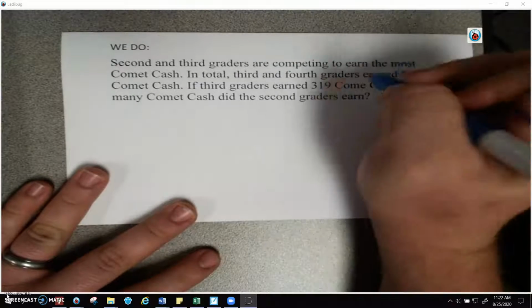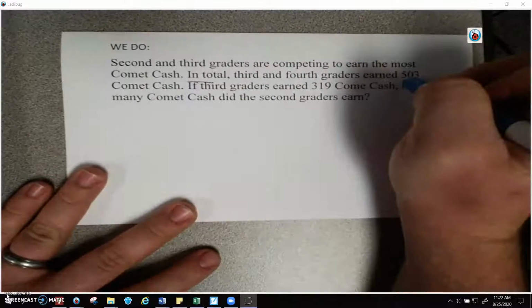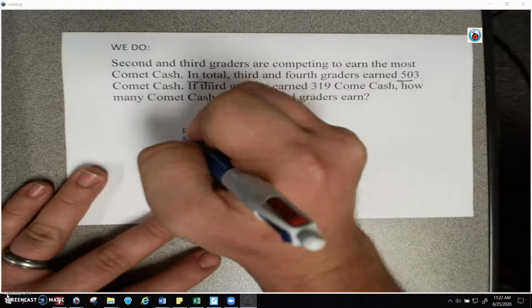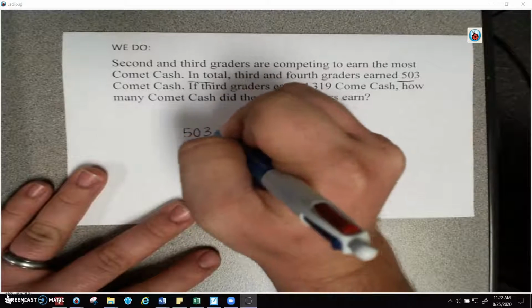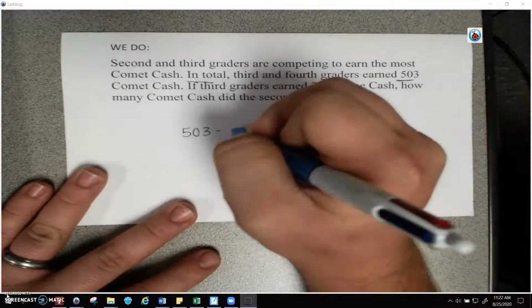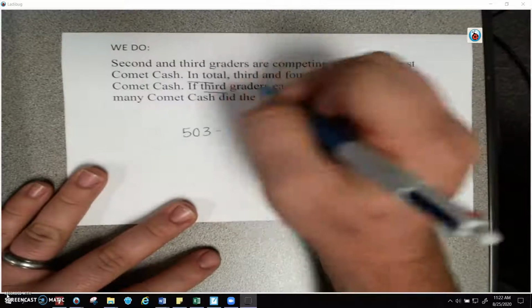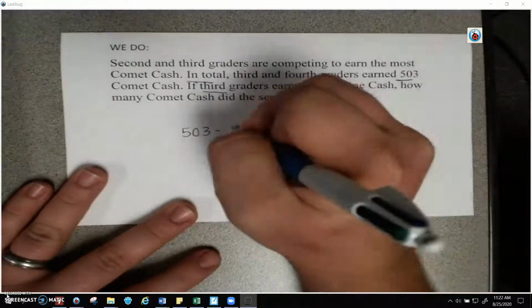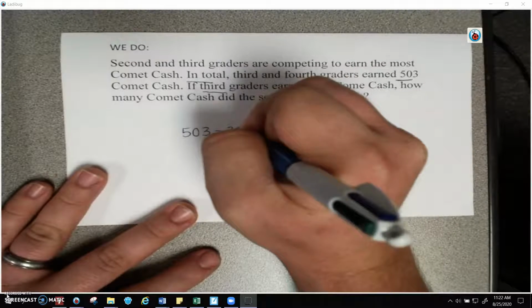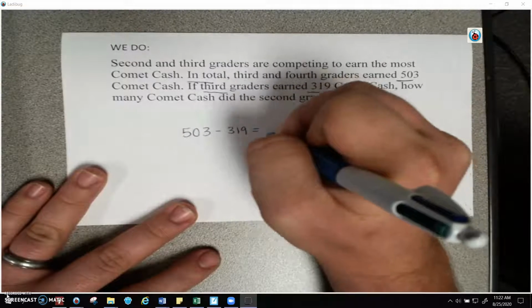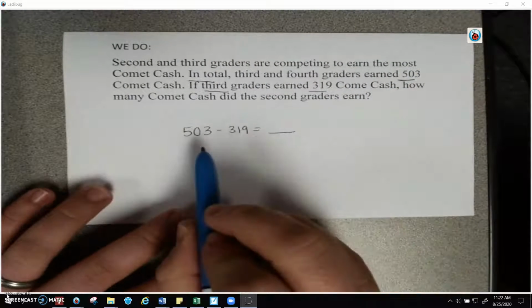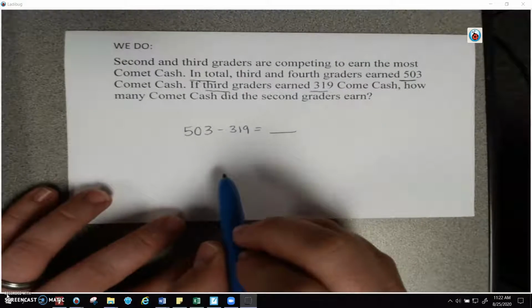Alright, so hopefully the equation that you came up with is going to match what I came up with. Alright, so I know that our total is 503. So that's my largest number. So I'm going to do 503, and I want to find the difference of 503 and 319 because that's how many the third graders earned, was 319. So I'm doing 503 minus 319 equals blank. And that's going to be our difference. That's going to be how many the second graders earned. So hopefully your equation matches this.